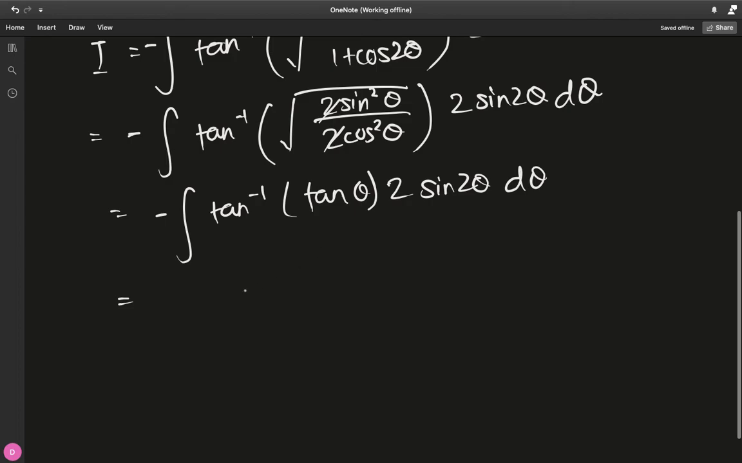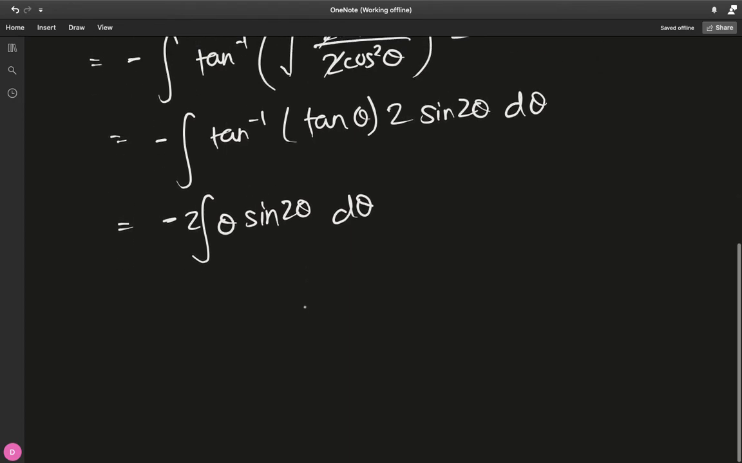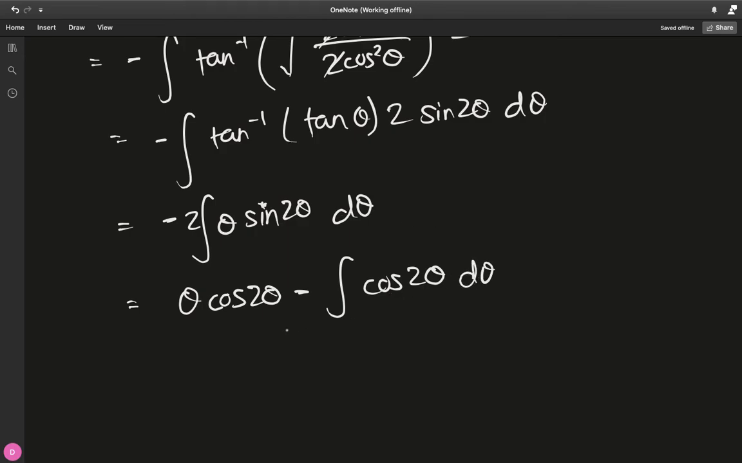So the tan inverse of tan is just theta. Take the 2 outside with 2 theta sine 2 theta d theta. And it looks like we can perform integration by parts on this. So the antiderivative of negative 2 sine 2 theta is cosine 2 theta. So theta as it is times cosine 2 theta minus integral of cosine 2 theta, and the derivative of theta with respect to theta is 1. So ignore that.